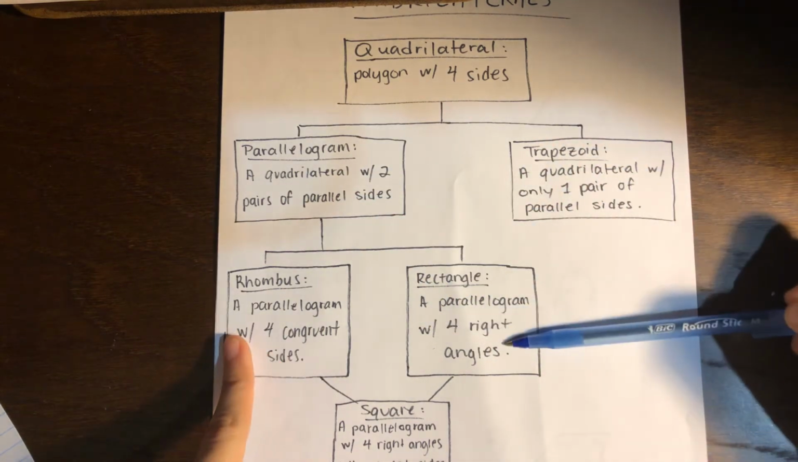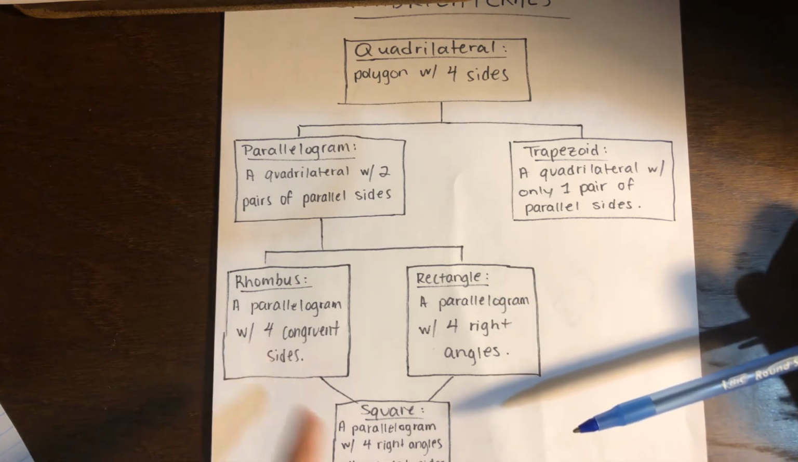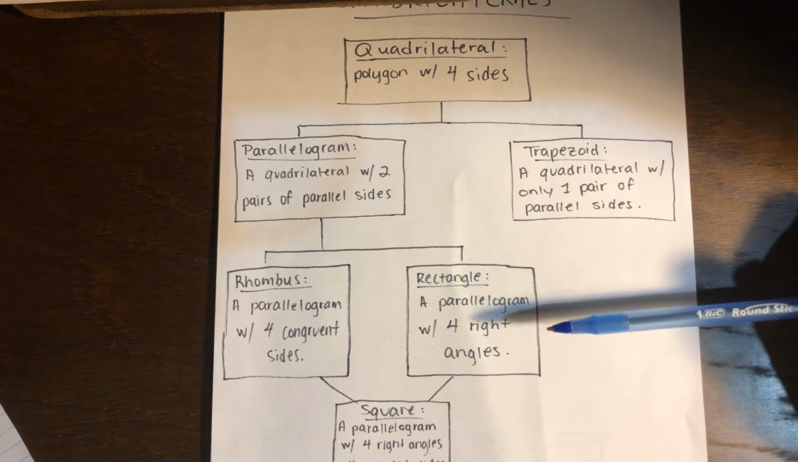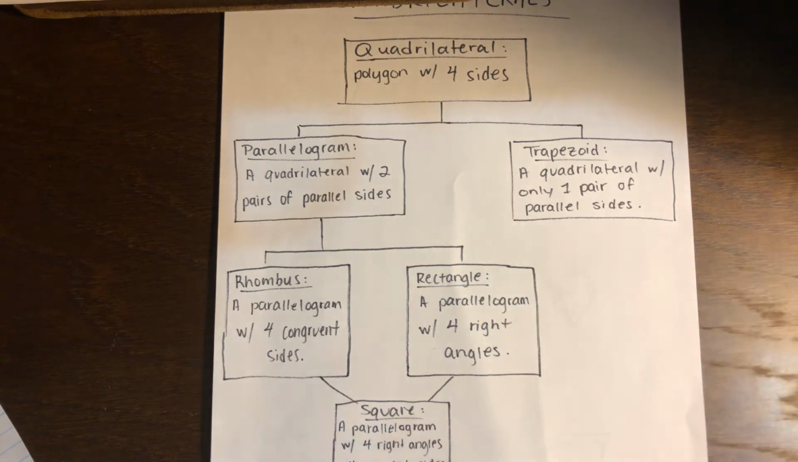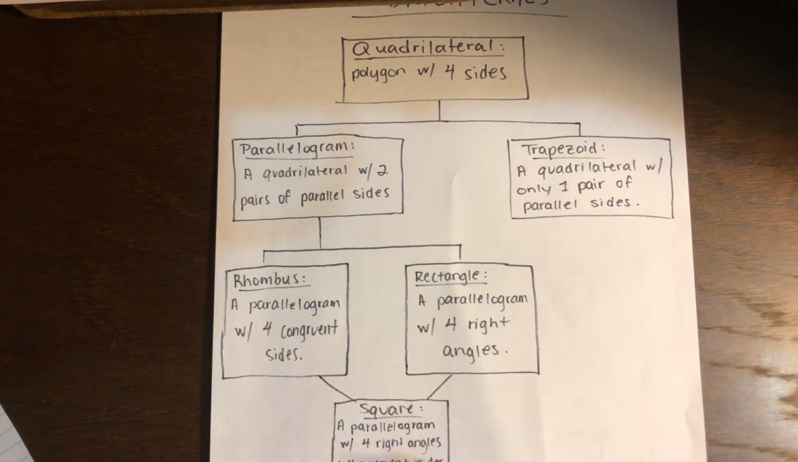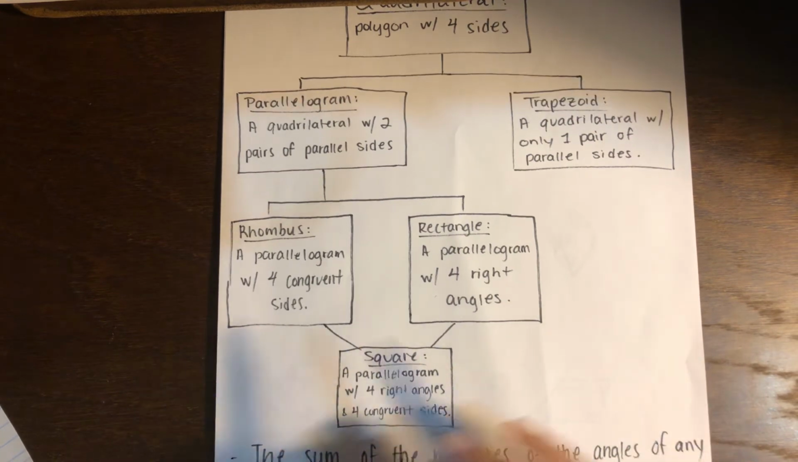So we have a rhombus and a rectangle. A rhombus is a parallelogram with 4 congruent sides, so all sides are the same length. And a rectangle is a parallelogram with 4 right angles. A square has 4 right angles and 4 congruent sides, so it's in its own category right here. But they are all parallelograms over here.